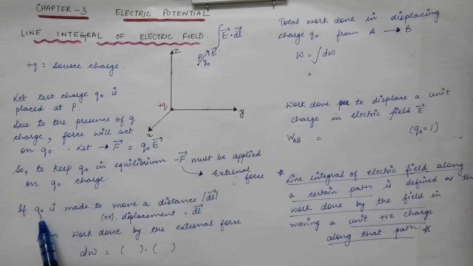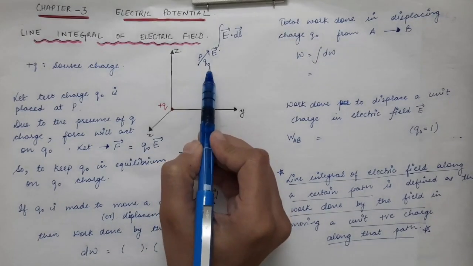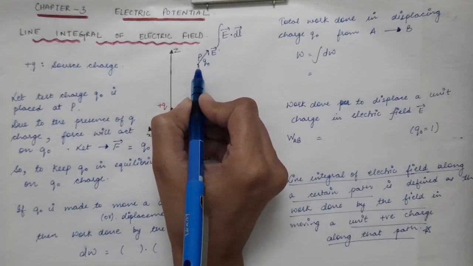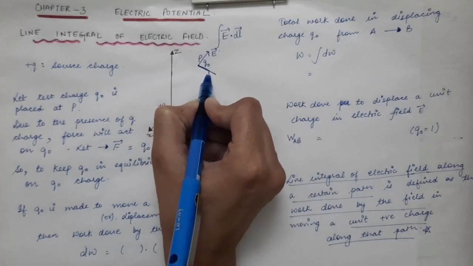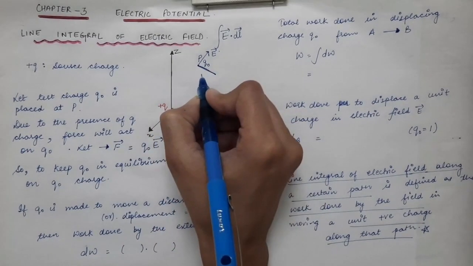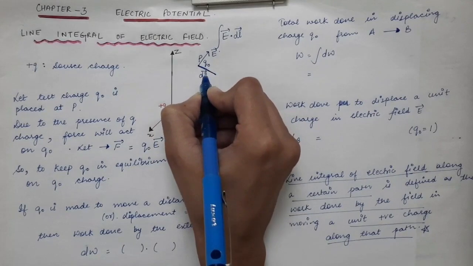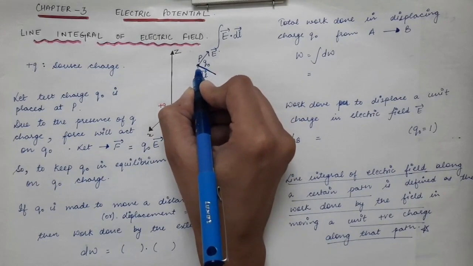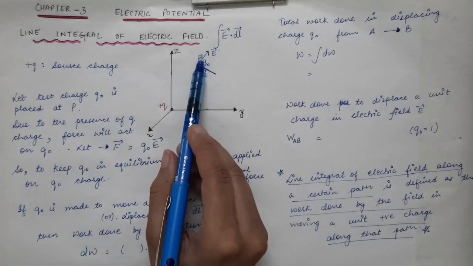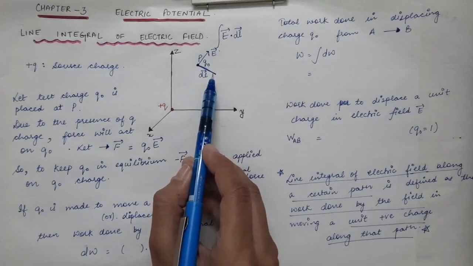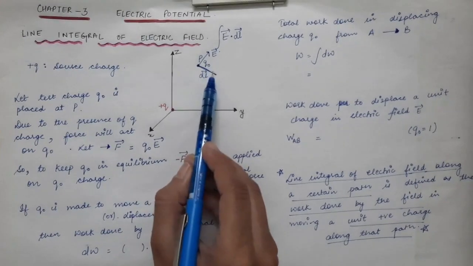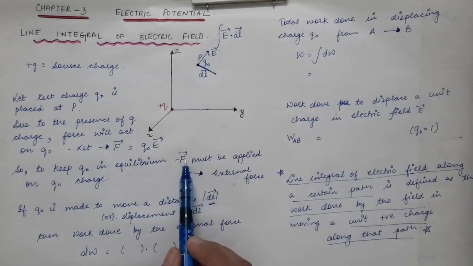Now the q0 charge is made to move a distance of dl vector. So this q0 charge, let's say it is allowed to move in this direction. So let's say this length is equal to dl vector. This charge q0, which was placed over here at point P, is now allowed to move in this direction, and what force will be responsible for the movement? It will be minus F vector.